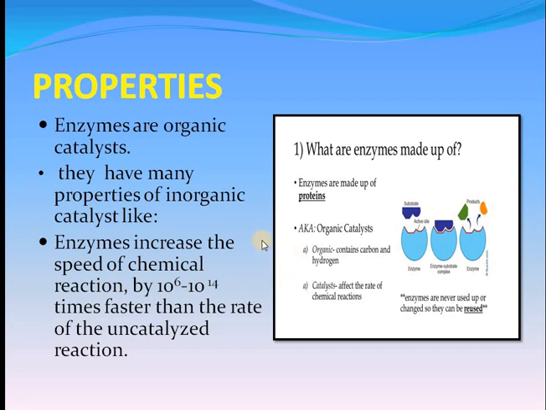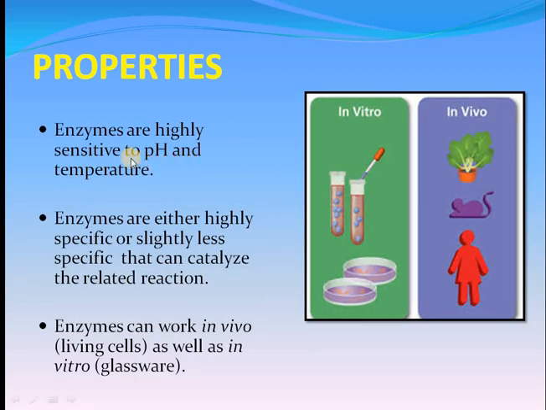Here in this image you can see what enzymes are made up of. Basically, they are protein in nature, and organic catalysts. Now what is organic? Contains carbon and hydrogen, and water catalysts that affect the rate of the chemical reaction. Now the next property is that enzymes are highly sensitive to pH and temperature. How are they sensitive to pH and temperature? They are sensitive because pH and temperature can affect the interactions that hold the parts of the protein chain in place, or they may lose their shape.